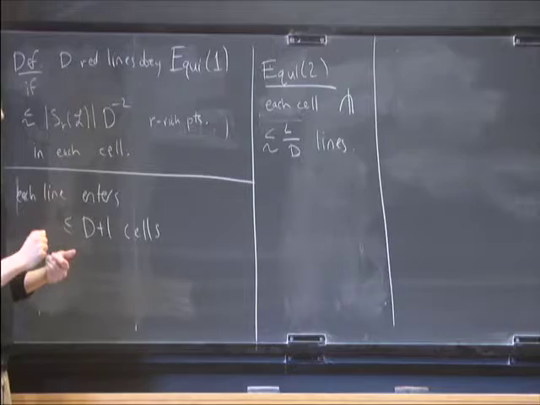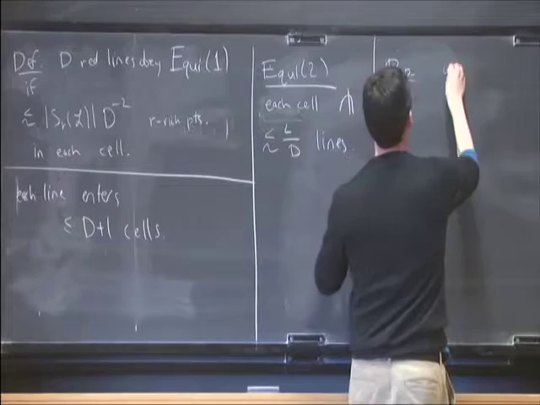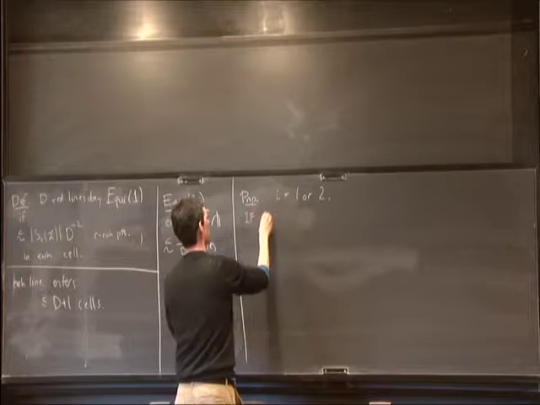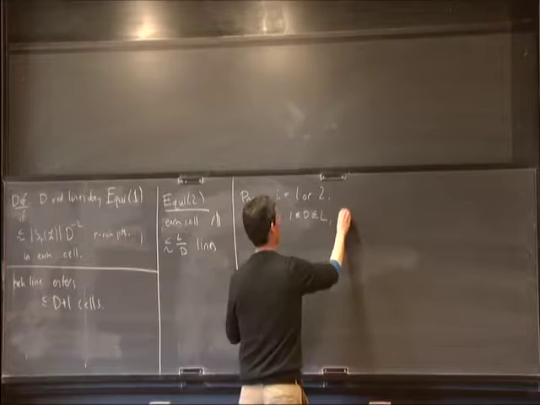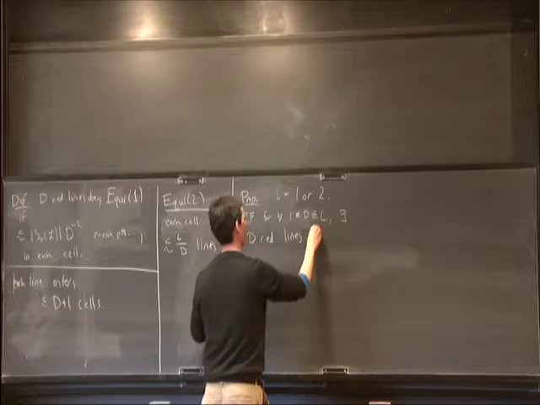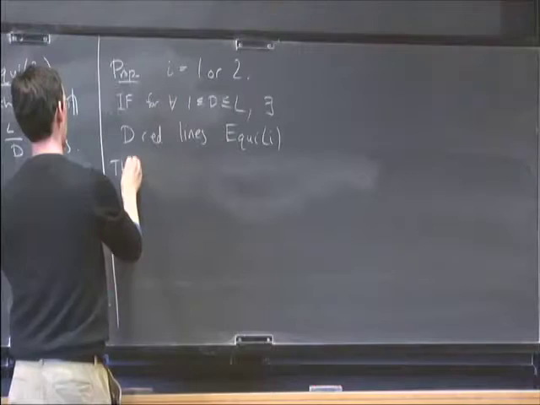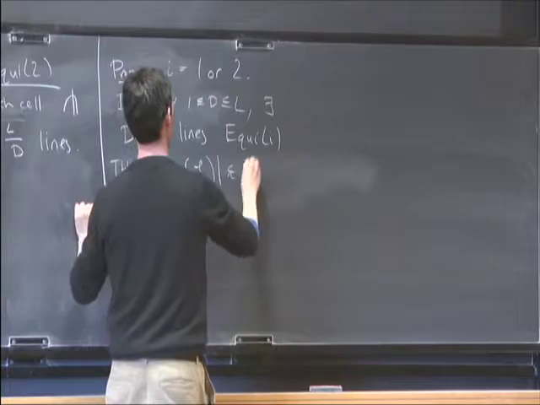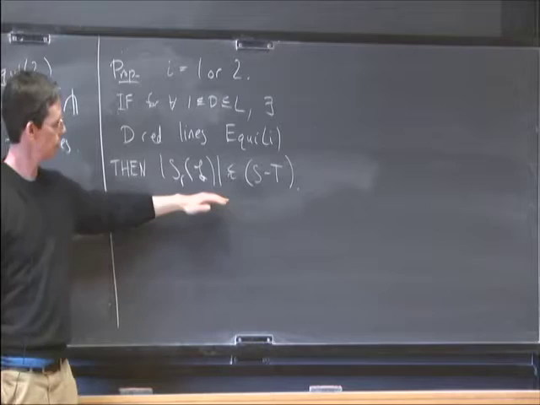So proposition, i could be either 1 or 2. And then we suppose that for any d between 1 and L, there exists a choice of d red lines, and they are equidistributed in one of these senses. And then the number of r-rich points is bounded by the Szemerédi-Trotter bound. This is just a computation.